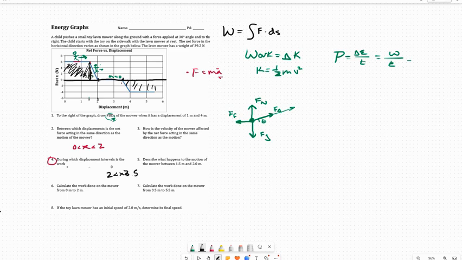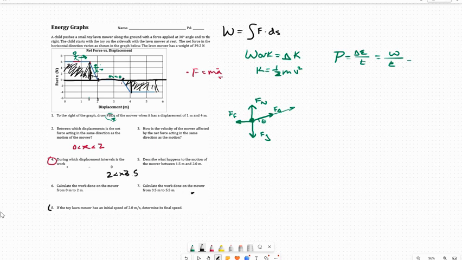Now remember, this is a triangular section when you calculate that. Calculate the work done on the mower from 3.5 to 5.5. So 3.5 to 5.5, this is the area under the curve in this section. Got a triangular section right there, and we got a rectangular section right there. Keep in mind, it is below the axis, so this actually will be a negative value.